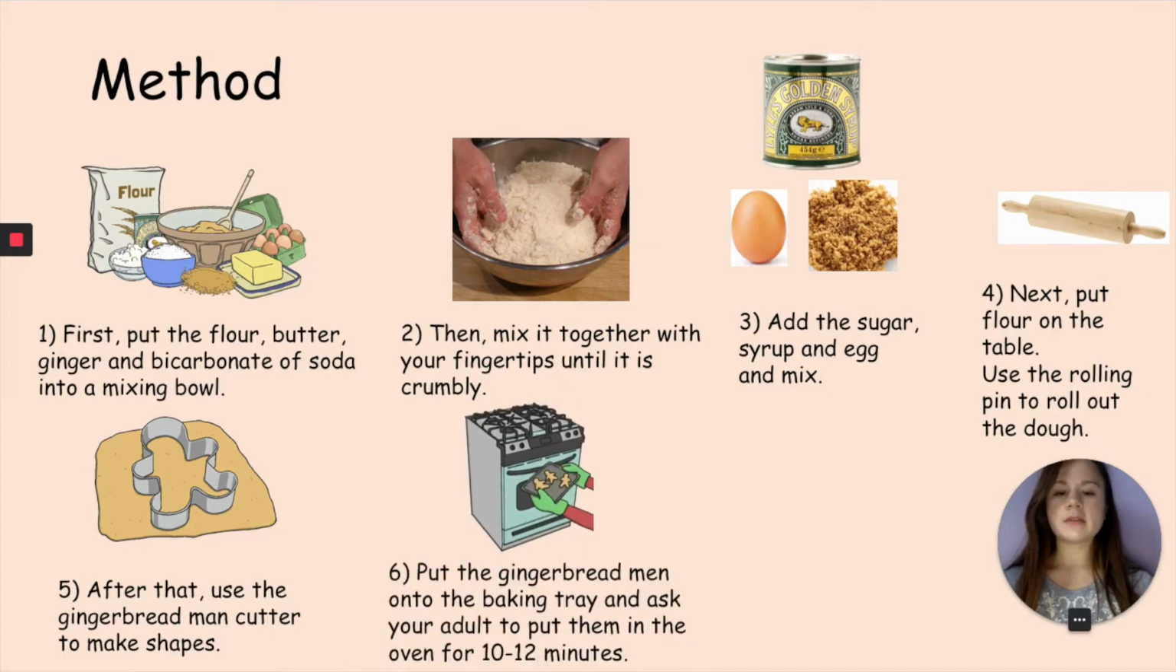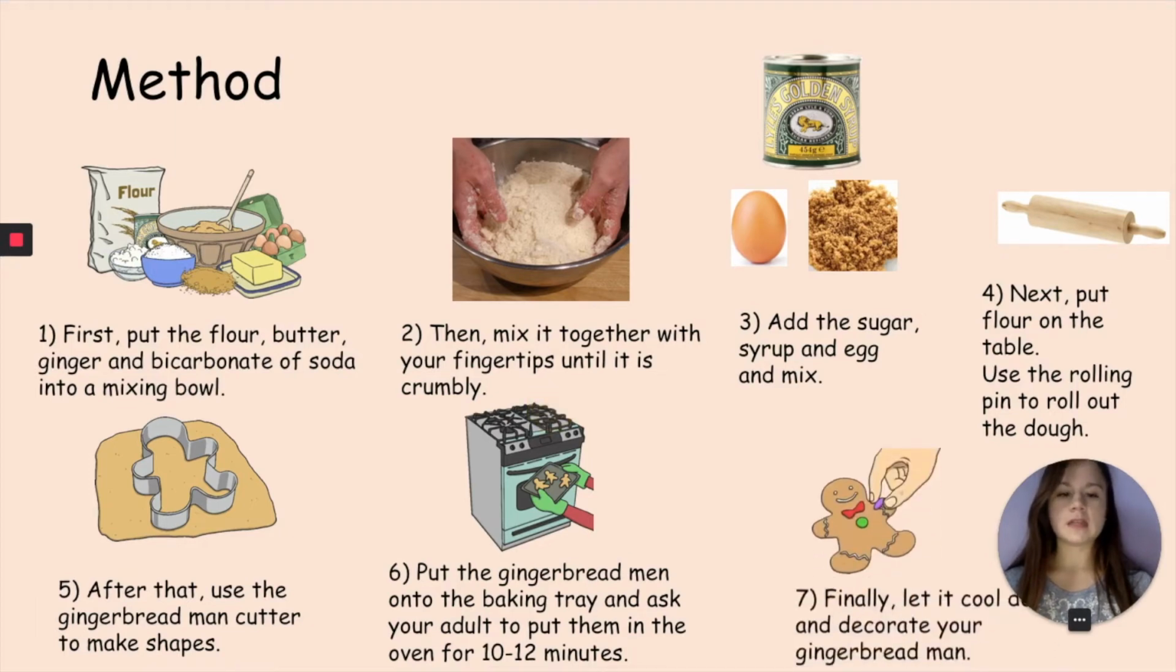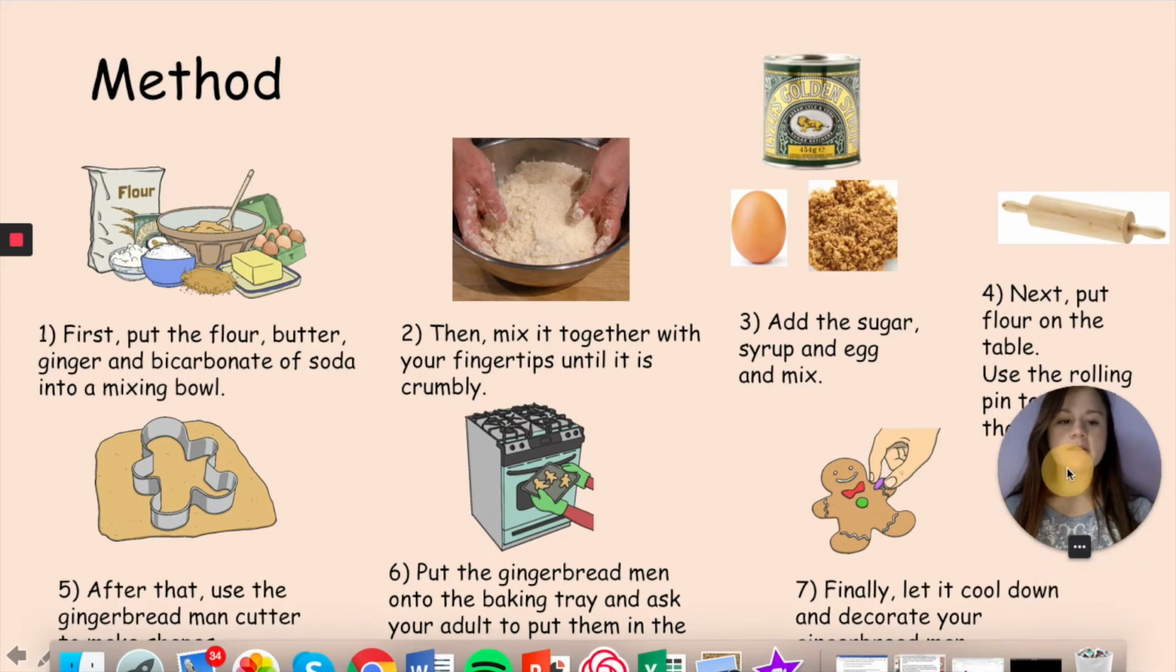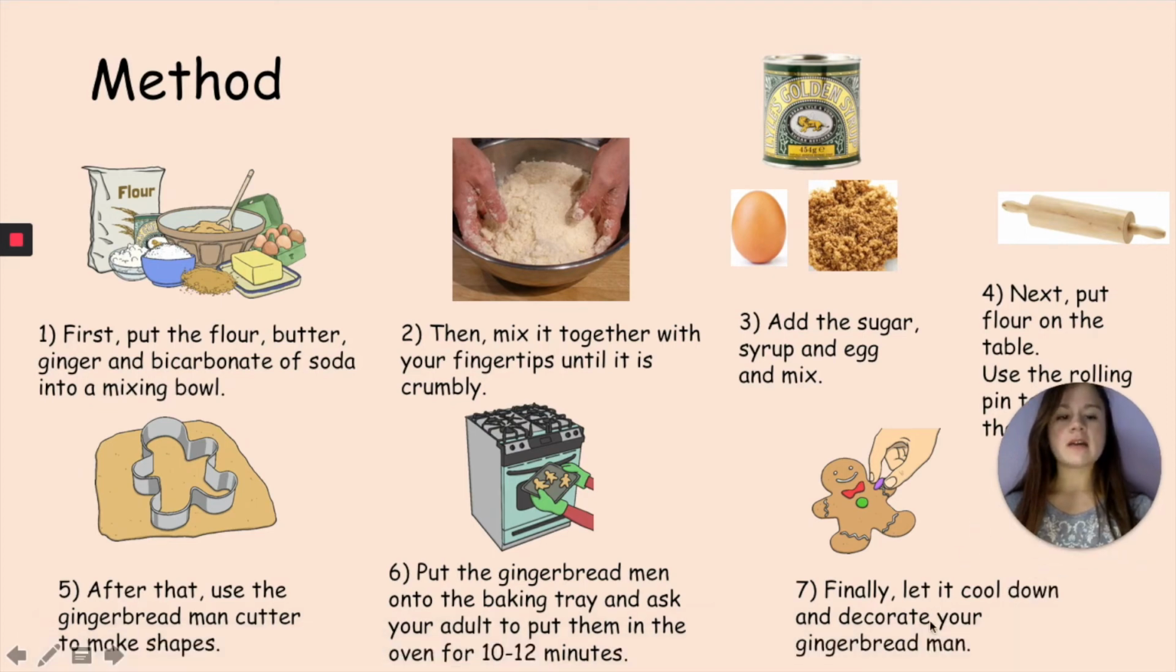Number 6. Put the gingerbread men onto the baking tray and ask your adult to put them in the oven for 10 to 12 minutes. And number 7. Finally, let it cool down and decorate your gingerbread man.